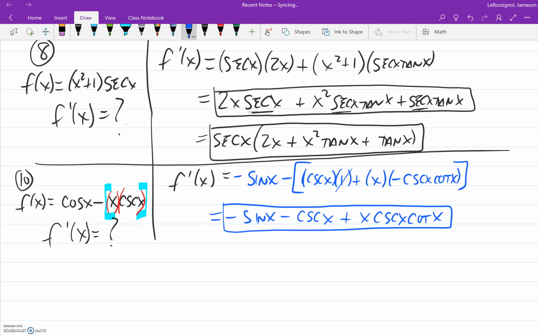I don't have anything that all 3 terms have. I mean, over here you have 2 terms that have a cosecant, but that doesn't make it that much nicer. So let's leave it as is.